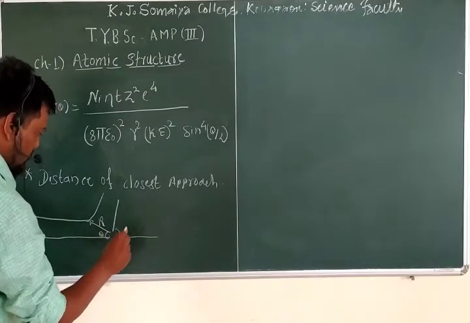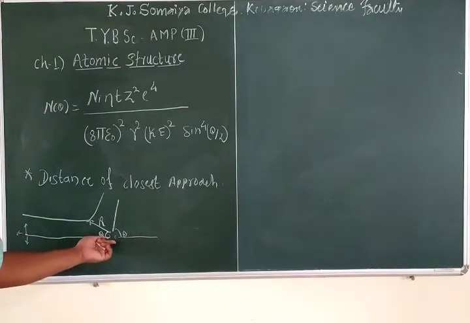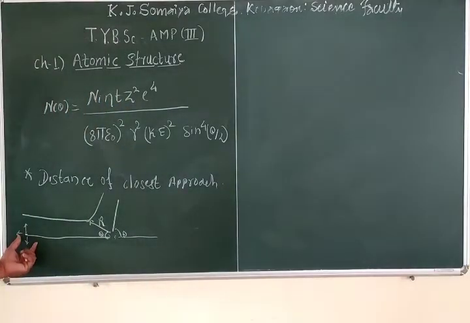The size of the nucleus is small as compared to this closest distance r. Let us consider that the alpha particle is small compared to r, so that it approaches the nucleus in a head-on collision, which is followed by a 180 degree deviation. The alpha particle emitted has high kinetic energy.